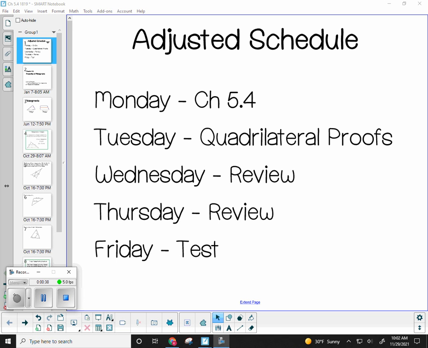So I rearranged the chapter a little bit. I thought this would be a nice thing to come back to, kind of ease you into being back in school, because this morning was brutal getting out of bed. Not gonna lie.